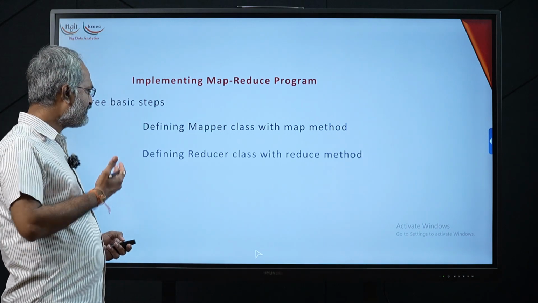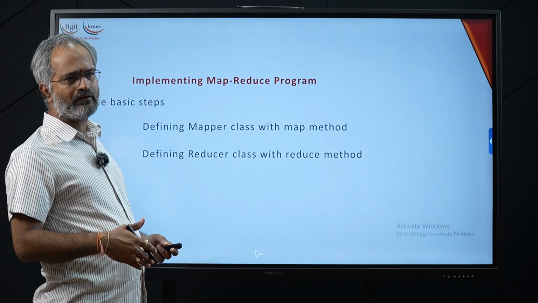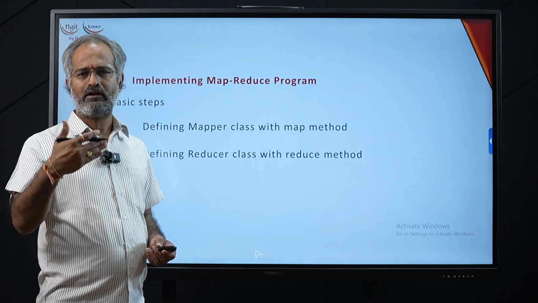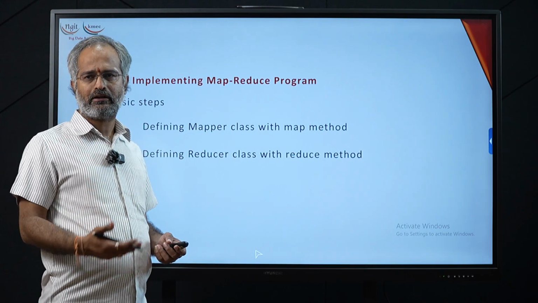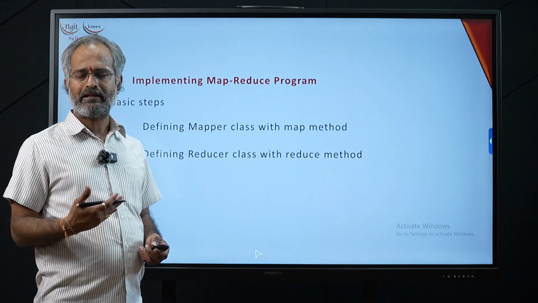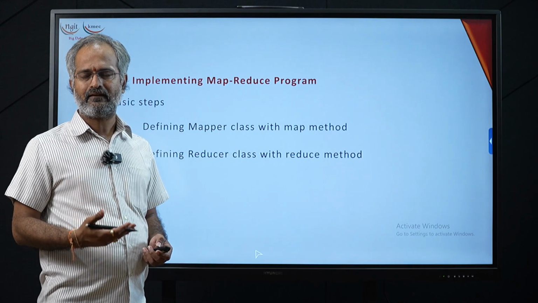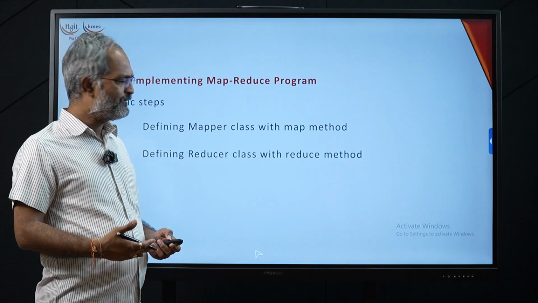And then defining the reducer class with the reduce method. How many reducers will there be? The number of reducers will be equal to the number of outputs required, and the reduce method will be called once per key. However many keys there are, that many times the reduce method will be called. So it is key based, right?